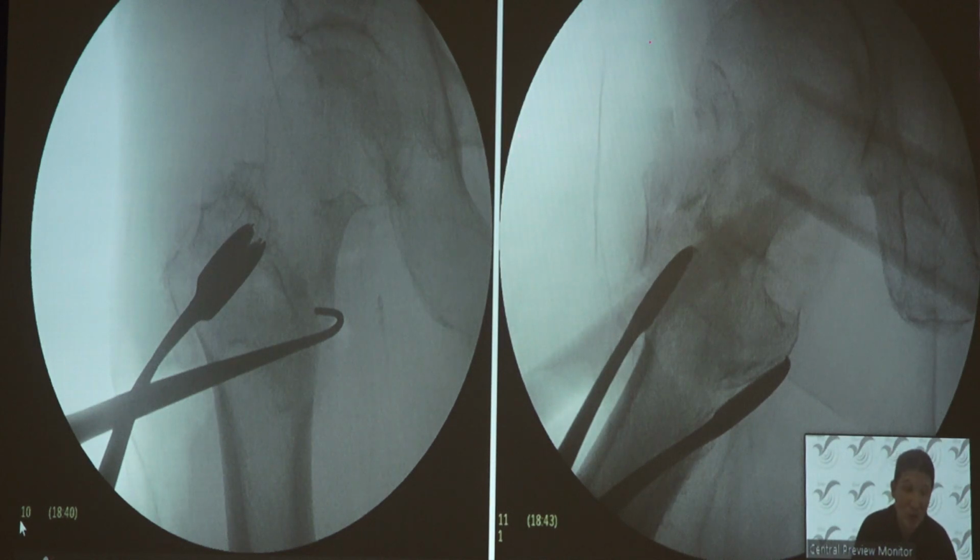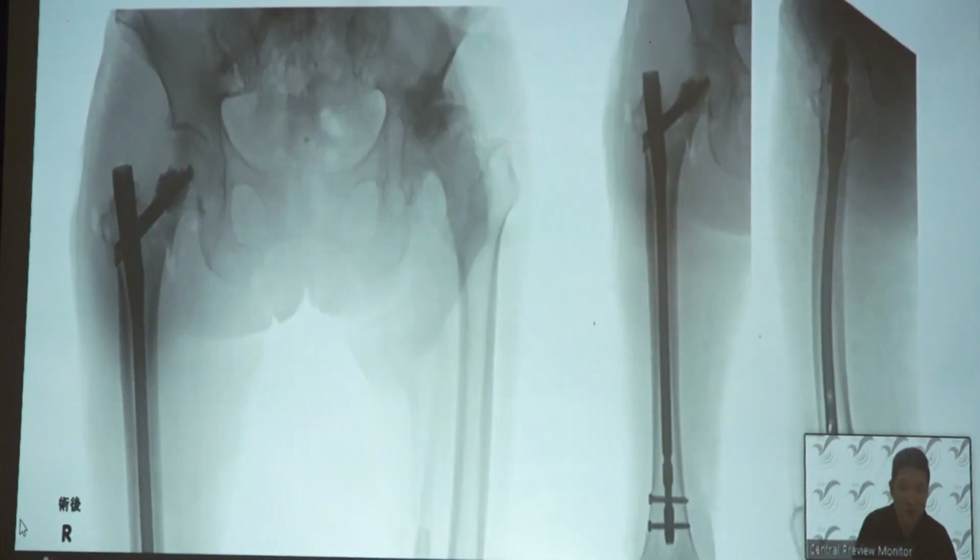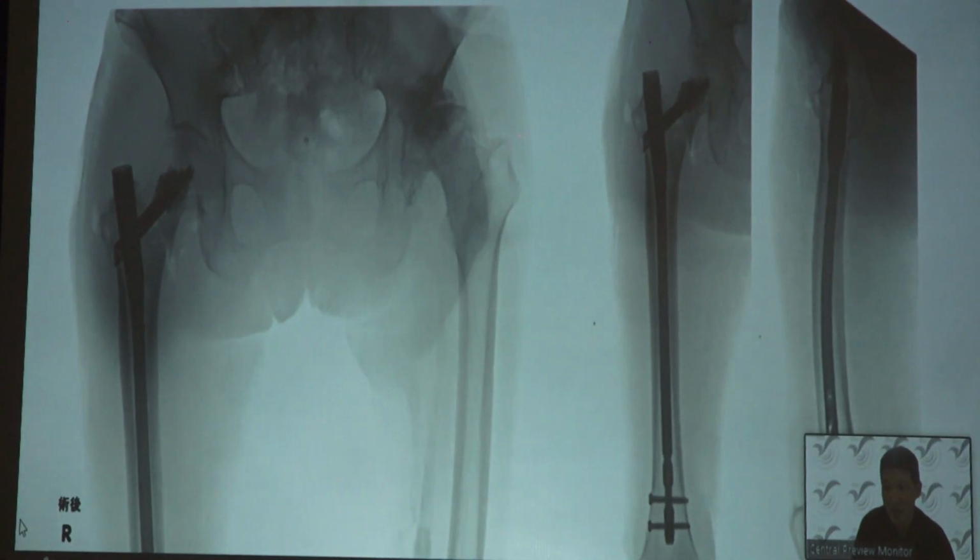So once you have your reduction right, you can see the tip of the greater trochanter like this. You can see this radiolucent aluminum elevator that I'm using to grab my posterior wall fragment and raise it up, and then create this tip of the greater trochanter. And then you can get the good entry point, and then you can start getting your reduction like this.